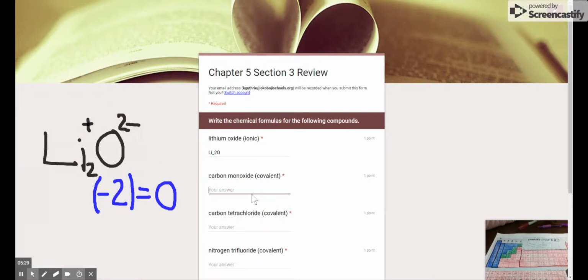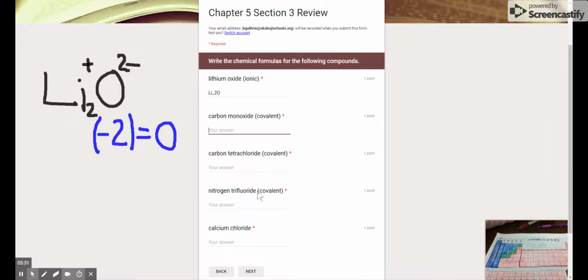Now carbon monoxide, this is covalent, so this is the one where it's going to be easier. Carbon, because it's covalent, first one only has 1 when you just say carbon. If it had more than 1 atom, there would be a prefix like di or tri or tetra saying how many atoms there were. Now the second one, we know it's oxygen, and we know there's only 1 because the prefix mono means 1. So carbon monoxide is written like that.